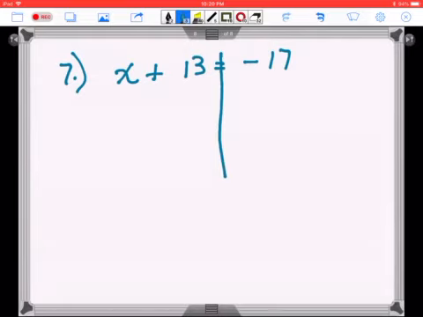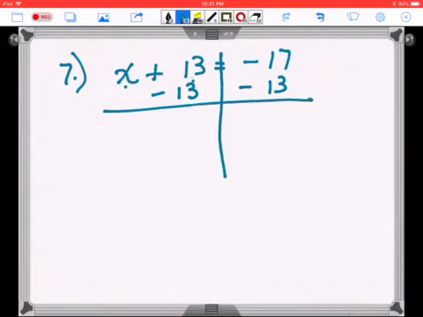Okay, so you're back. We had x on this side, and it also had 13 positive 1s over there with it. So we need to have 13 negative 1s to make a 0 pair with it. So we're going to put a negative 13 here, and also a negative 13 on the other side. So the positive 13 and negative 13 together make 0, but we still have the x left.